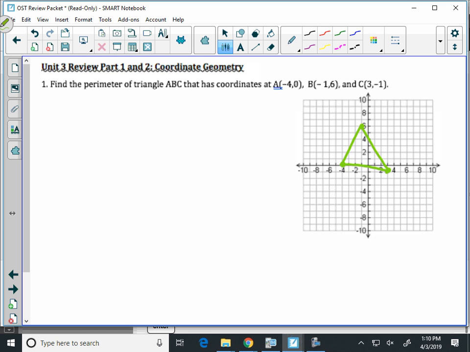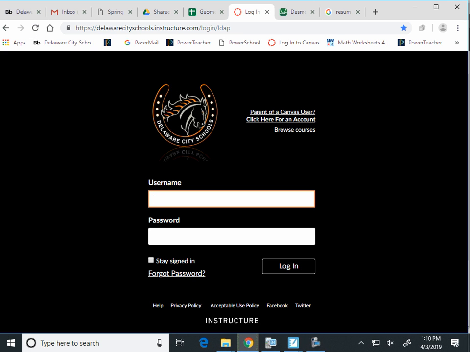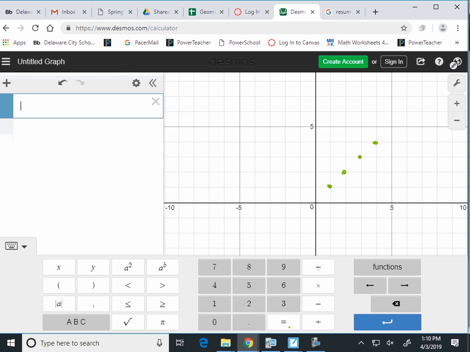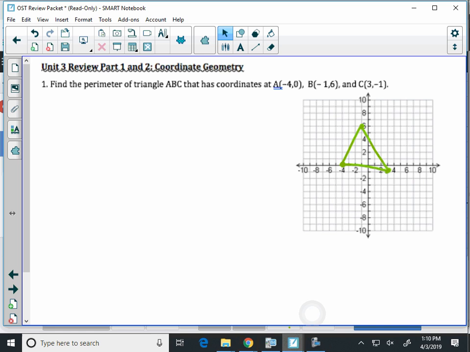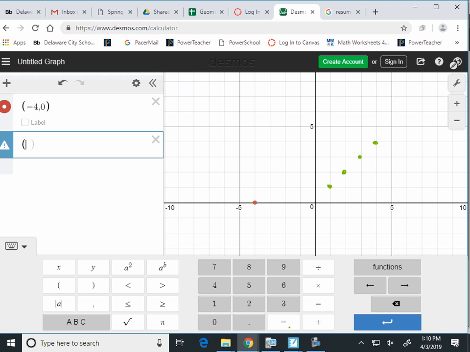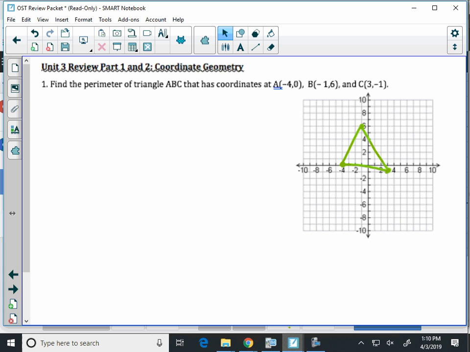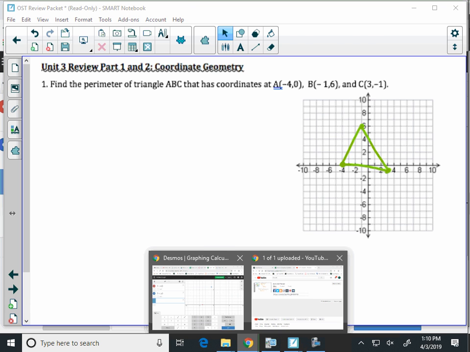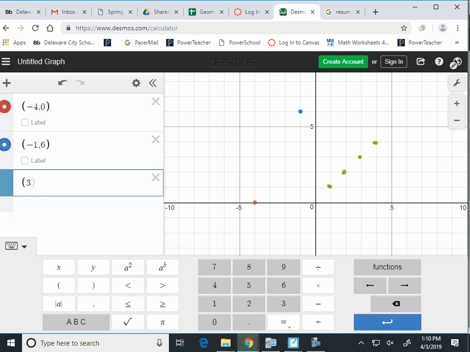One thing that you can do, if you are nervous about your plotting points abilities, is go to Desmos and plot them in. Put parentheses. Negative 4, comma 0. Plot the next one, which is negative 1, 6. You have to put parentheses or it won't plot. Negative 1, 6. Plot the next one, which is 3, negative 1. And it plots the triangle for you.